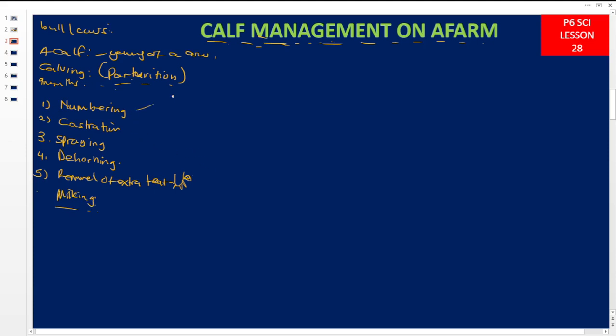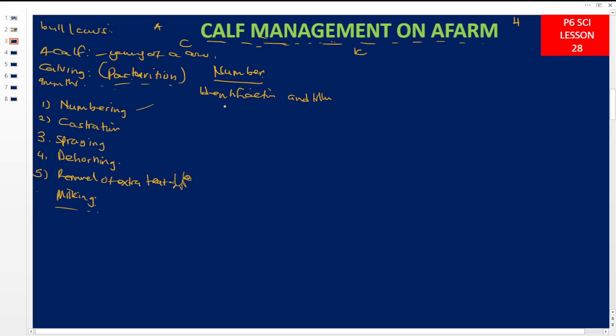Now let us start with the numbering. Why do farmers number their animals, their calves? They number them for easy identification and follow-up. You can follow up and say, this animal called Akim, I'm not seeing it. The calf called Agaba, I'm not seeing it. Where is the calf called Kajonge? Then calf called Sisi. So the farmer can easily monitor those animals and identify them.